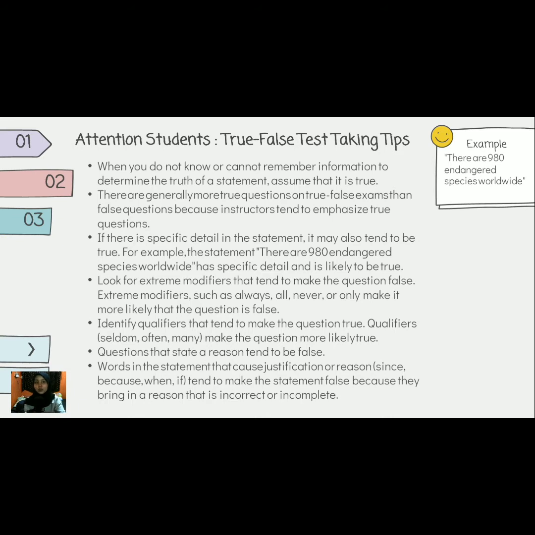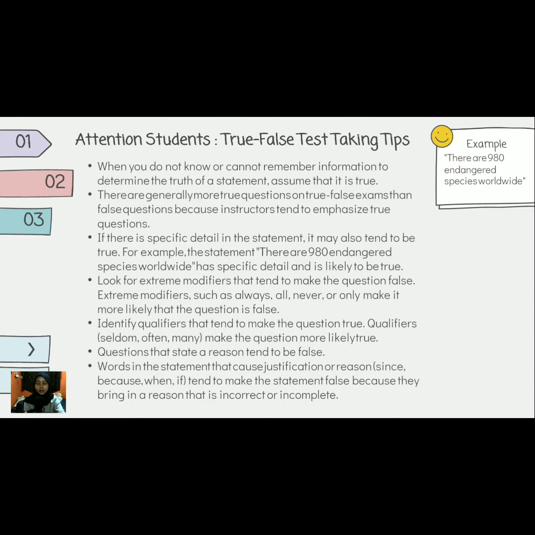Attention students, true-false test taking tips. When you do not know or cannot remember information to determine the truth of a statement, assume that it is true. There are generally more true questions on true-false exams than false questions because instructors tend to emphasize true questions. If there is specific detail in the statement, it may also tend to be true. For example, the statement, there are 980 endangered species worldwide, has specific detail and is likely to be true.